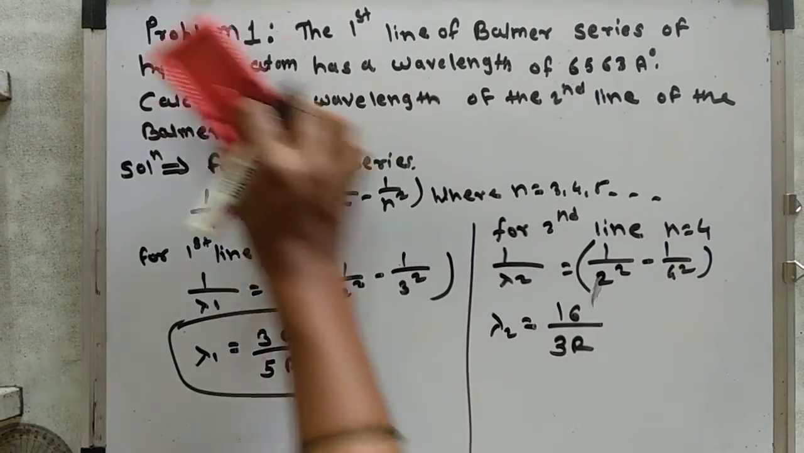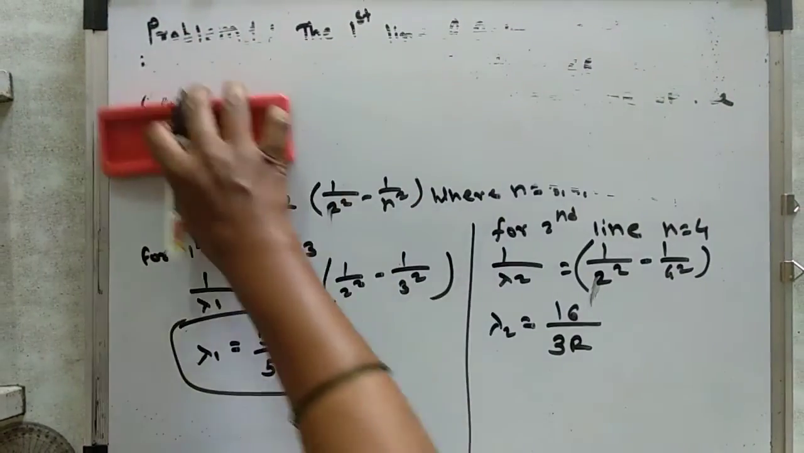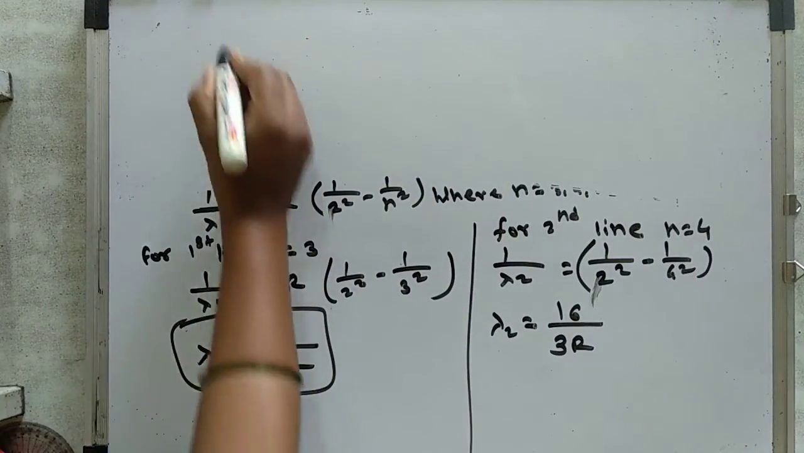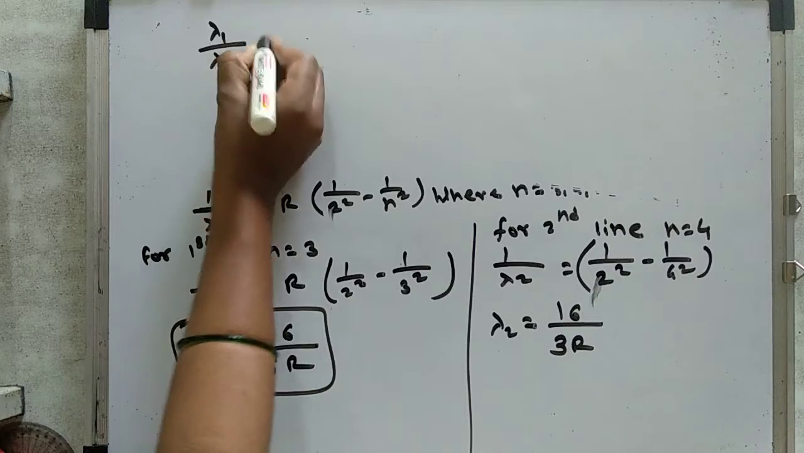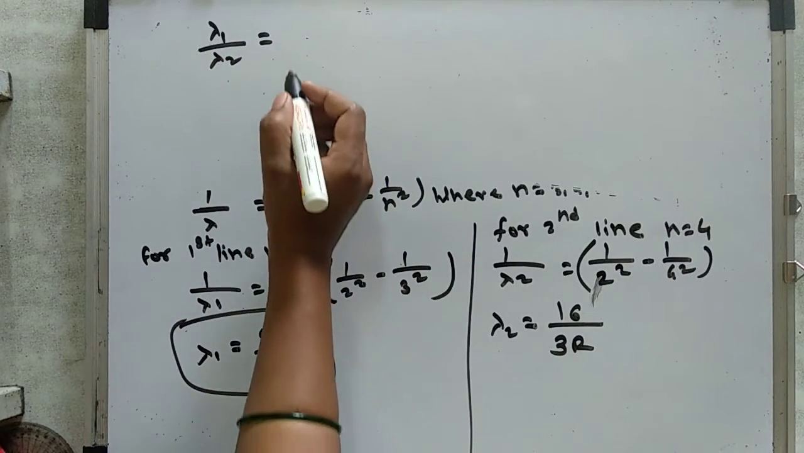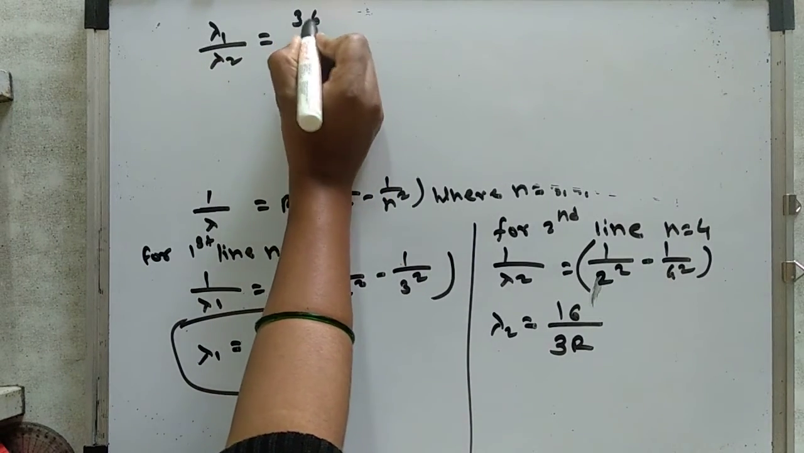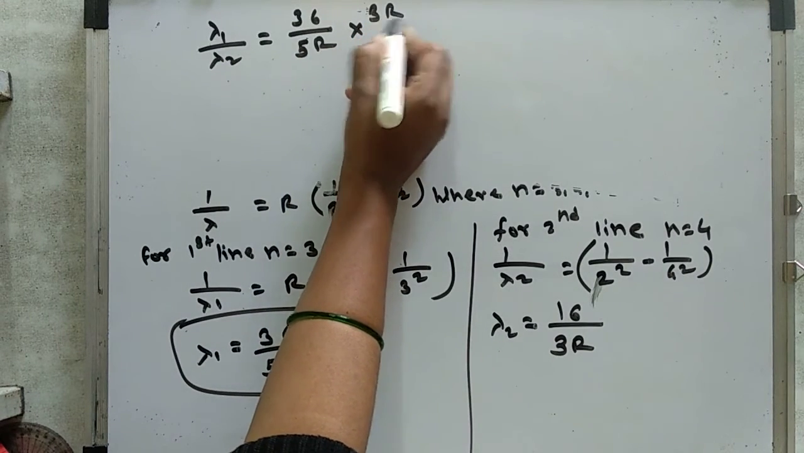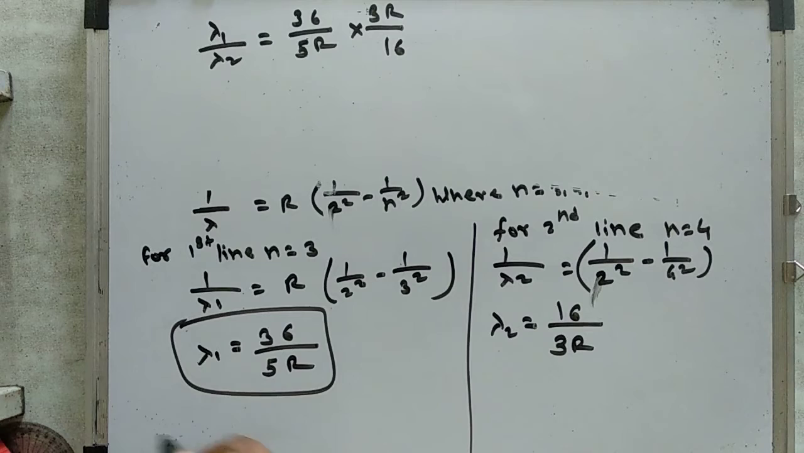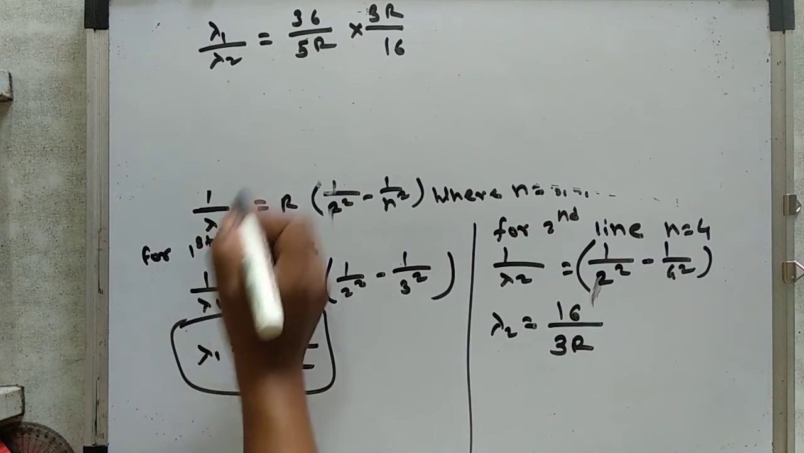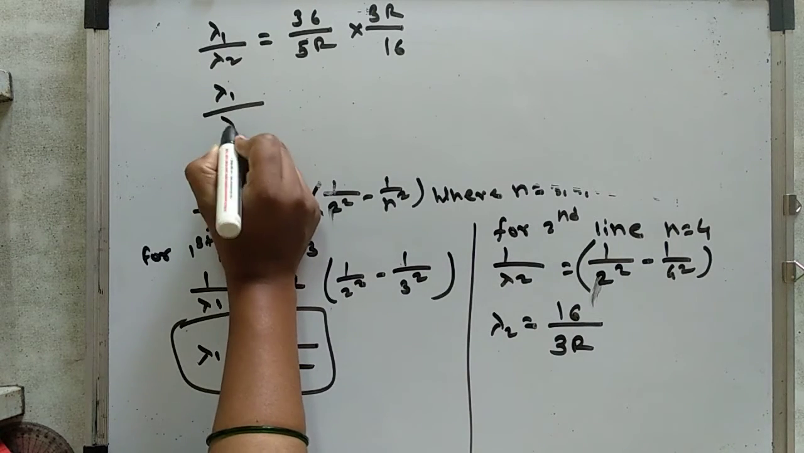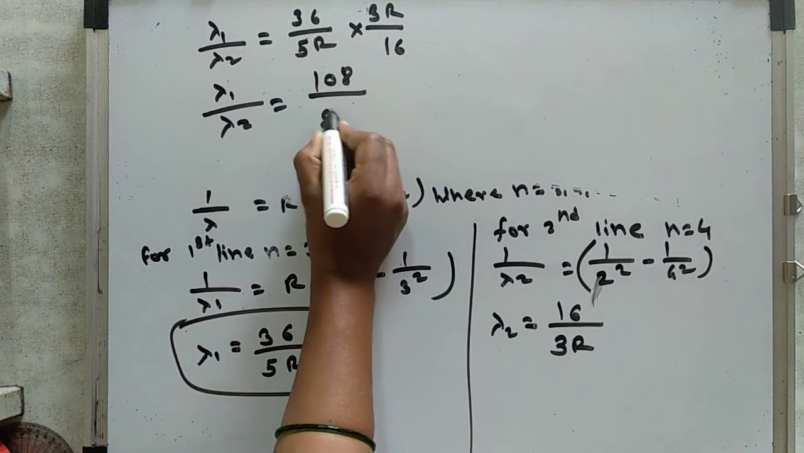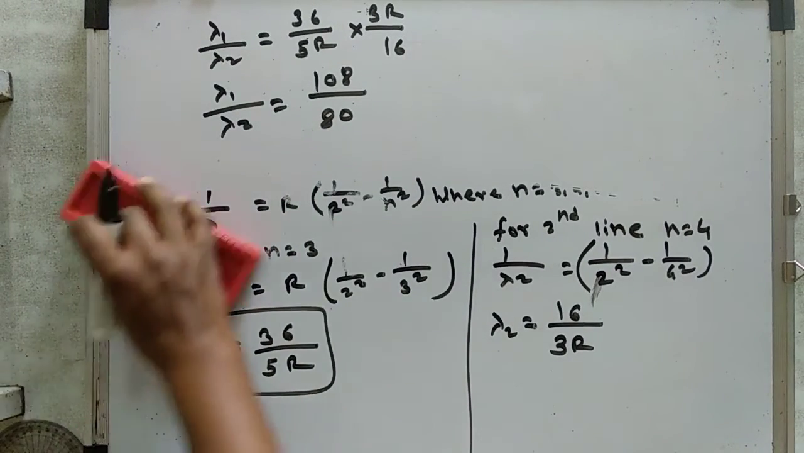Now solve lambda 1 upon lambda 2. Put the values of lambda 1 and lambda 2: 36 upon 5R into 3R upon 16. Solve this. Lambda 1 upon lambda 2 is equals to 108 upon 80.